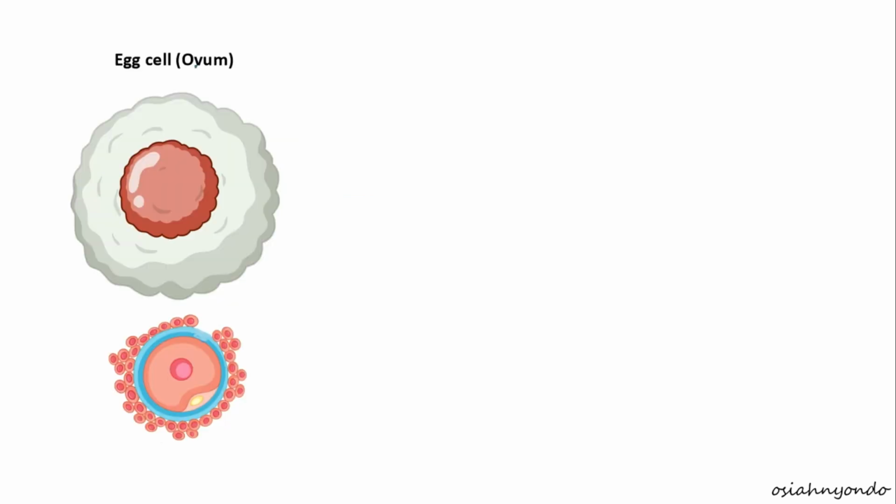Egg cell, also known as the ovum. Now here are two structures. We have the internal structure and also the external structure of an egg cell. Let's label the internal structure. It is made up of the zona pellucida, the nucleus, cytoplasm, and corona radiata.